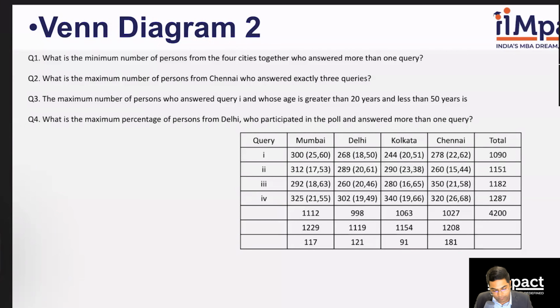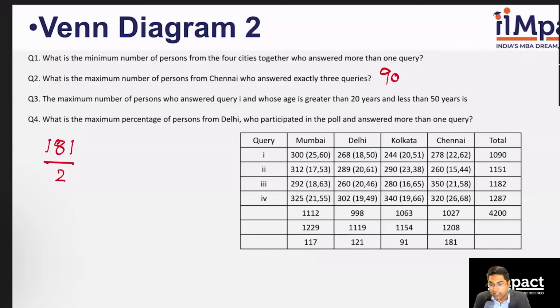What is the maximum number of persons from Chennai who answered exactly 3 queries? So now we have been asked exactly 3 queries maximum. So guys, the difference I know is 181. What will I divide it with? I will divide by 2 and I will get 90 and that's my answer. That's it. Maximum 90 people from Chennai can answer 3 queries. That's it. Question over.